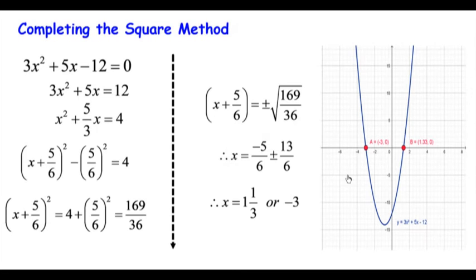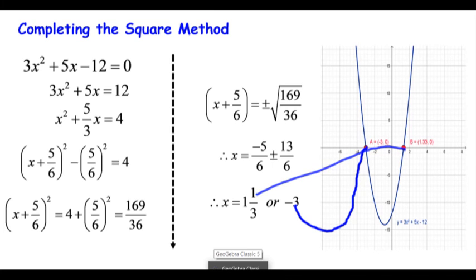We could have actually factored this one, because it is a perfect square: 13 on 6 all squared is 169 on 36. Where are these solutions? You can see 1 1/3 over there, and negative 3 is in here. These are the two zeros, or solutions, of our quadratic equation. They are where the quadratic equals 0, the x values which make the quadratic equation equal to 0.